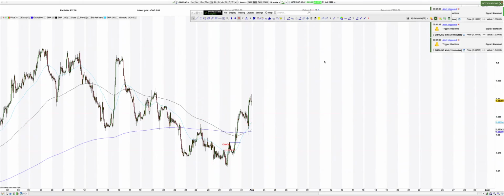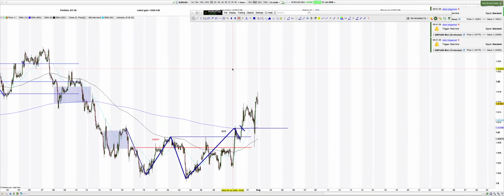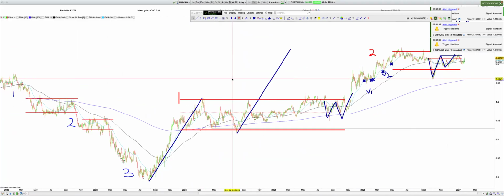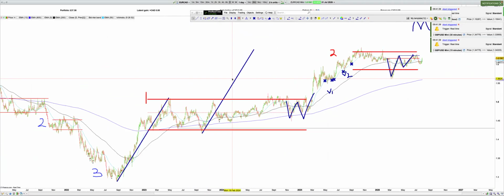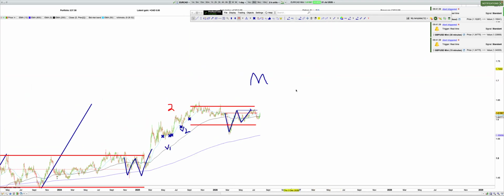The other one that we got into was Euro CAD. Same thing: W, change, break, looking for that one, two, going to give us a three. This is a similar sort of pattern, level one, level two. We're anticipating a big push up here to this little M. We will see if we get that. So these two are running trades. It's been pretty quiet other than that.